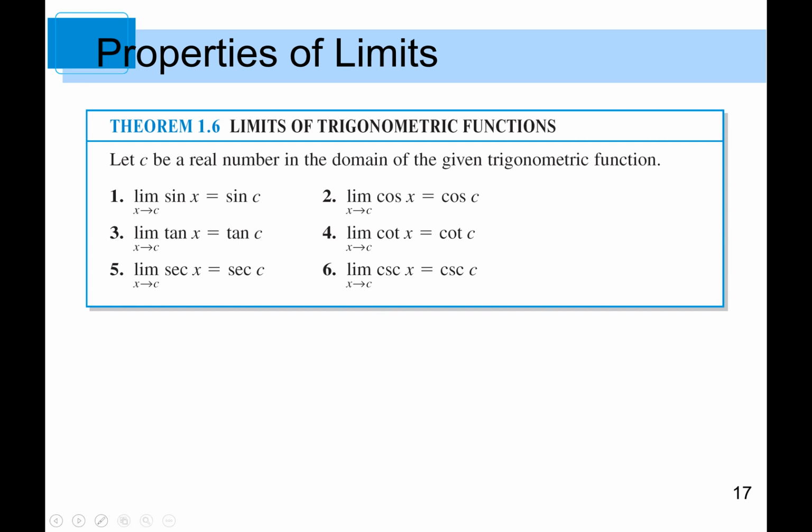Limit of trigonometric functions. Let c be a real number in the domain of the given trigonometric functions. The limit of sine of x as x approaches c becomes sine of c, because sine is a continuous function. Limit of cosine x as x approaches c becomes cosine c. Tangent x becomes tangent c. Cotangent x becomes cotangent c. Secant x becomes secant c. Cosecant x becomes cosecant c.